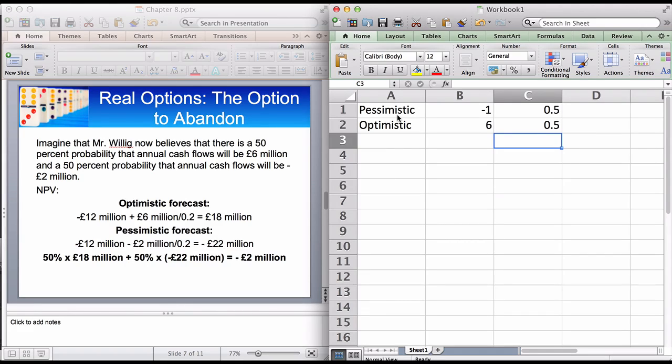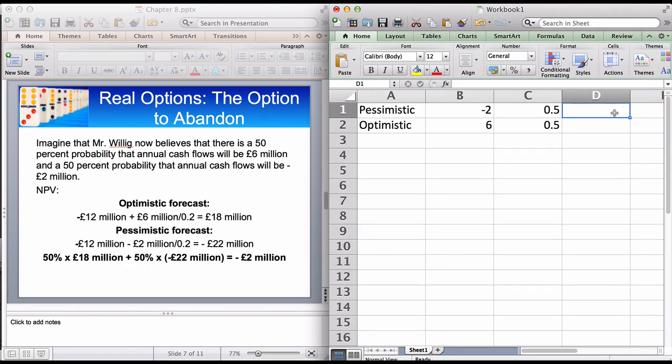But if the project is not going to work, then you abandon it immediately. So we have two scenarios, and we're going to calculate the NPV of each scenario. Under the optimistic forecast, we're going to get cash flows of 6 million per year, and that gives us an NPV of 18 million pounds. Under the pessimistic forecast, we have a loss of 2 million pounds per year, and that gives us a negative NPV of minus 22 million.